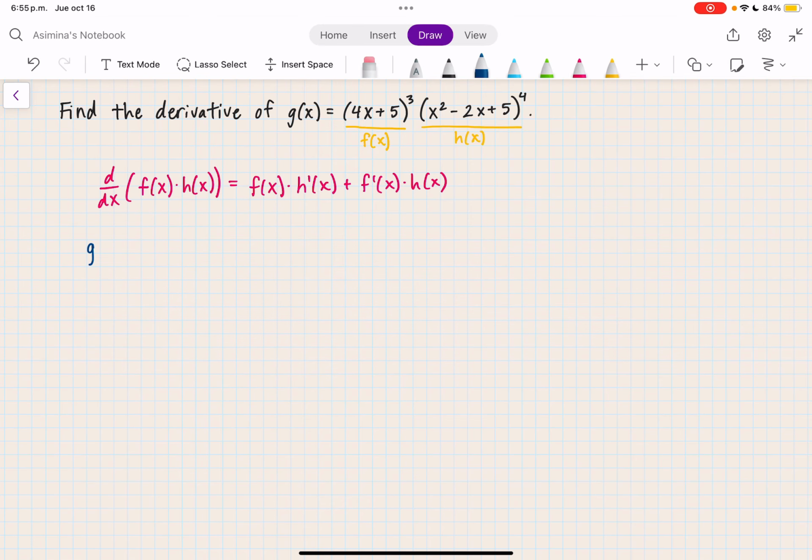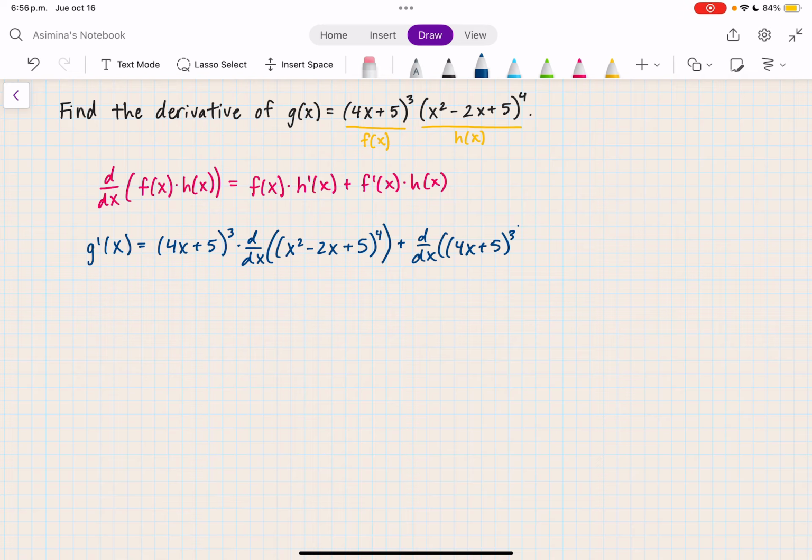So let's set up the derivative of g. This is going to be (4x + 5) cubed times the derivative of (x squared minus 2x + 5) to the fourth, plus the derivative of (4x + 5) cubed times (x squared minus 2x + 5) to the fourth.